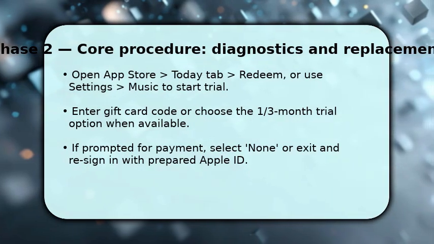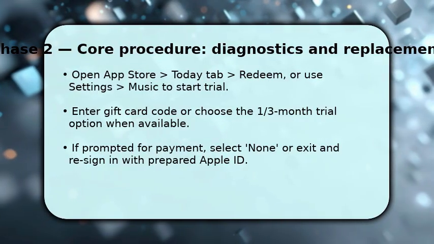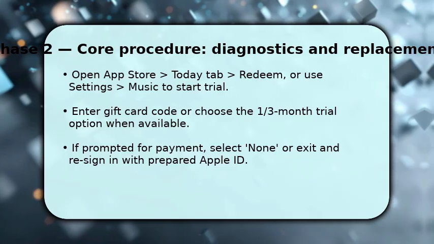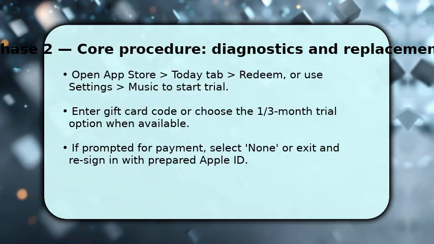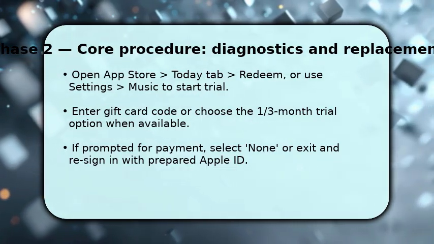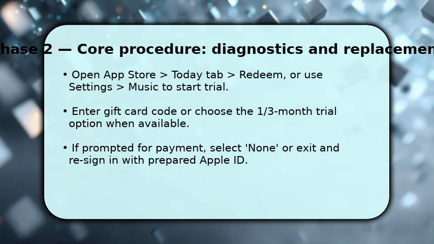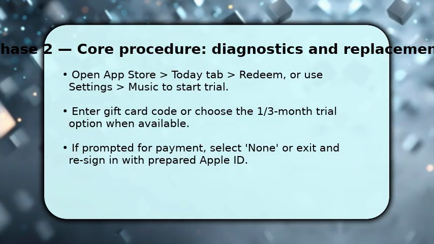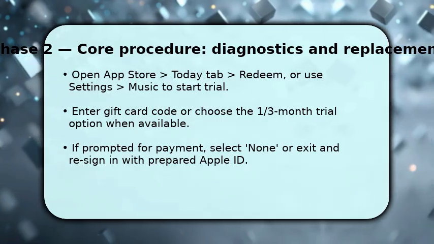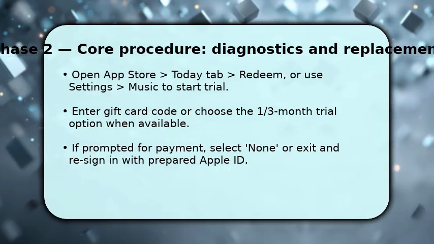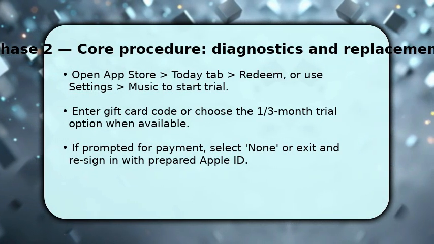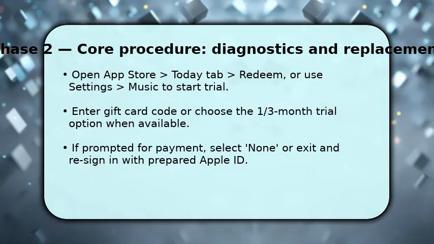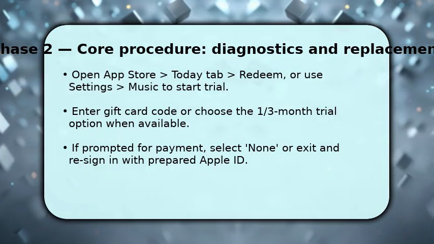Next, redeem a gift card or claim the trial inside the App Store or Music settings. You'll do this to create an active subscription balance without adding a card. Open Redeem and type the code, or tap the trial offer in Music. Choose the shortest trial available if multiple appear. If the system asks for payment, pause, sign out, and sign in again with the prepared Apple ID, then re-attempt redemption. Once the balance or trial is active, Apple Music will let you stream without a saved payment method.